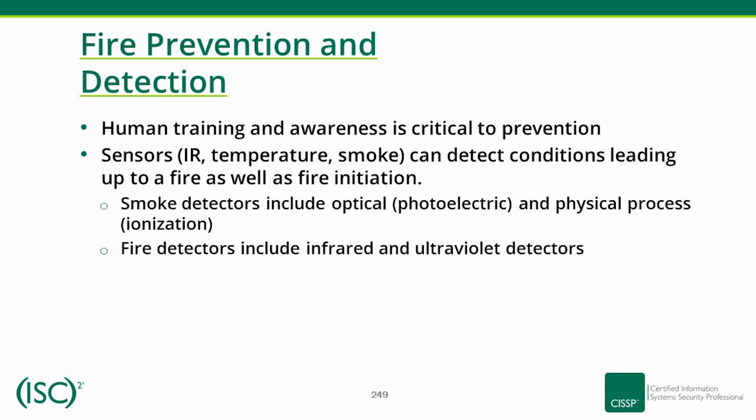Fire prevention and detection. Human training and awareness is critical to prevention. Sensors (IR, temperature, smoke) can detect conditions leading up to a fire as well as fire initiation. Smoke detectors include optical, photoelectric, and physical process. Ionization fire detectors include infrared and ultraviolet detectors.